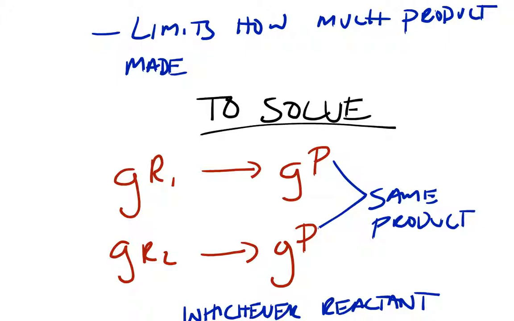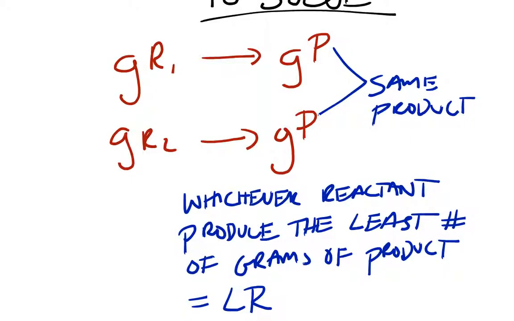We're going to compare the answers. Whichever reactant produces the least number of grams of the product is considered the limiting reactant. And the limiting reactant dictates how much reactant is used as well as how much product is made.